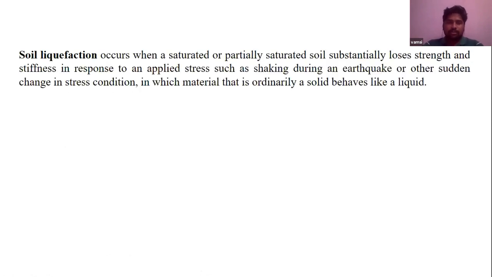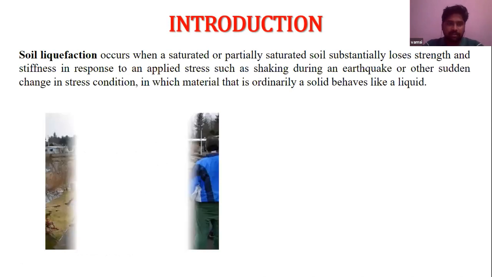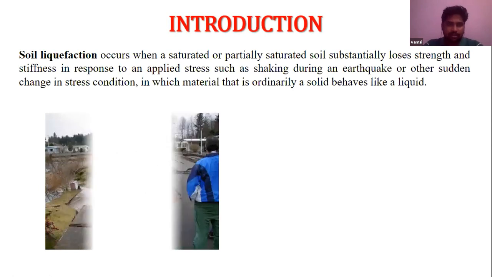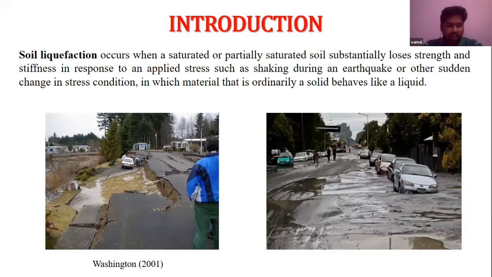Soil liquefaction occurs when saturated or partially saturated soil substantially loses strength and stiffness in response to applied stress such as shaking during dynamic loads, in which material that is solid behaves like a liquid. This is the liquefaction that occurred in Washington in 2001, and this is the liquefaction that occurred in Christchurch, New Zealand in 2011.